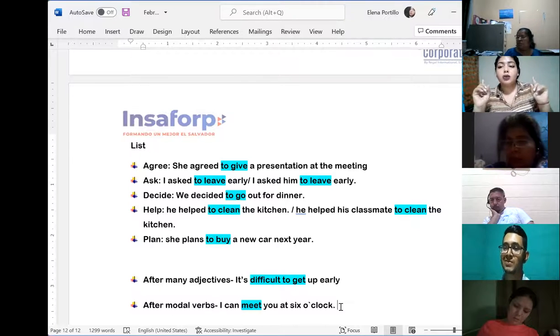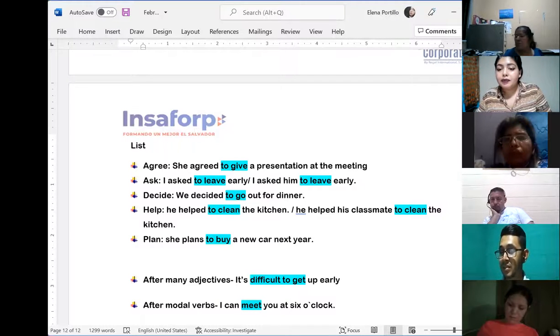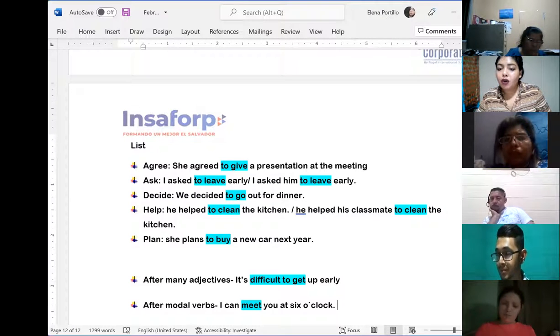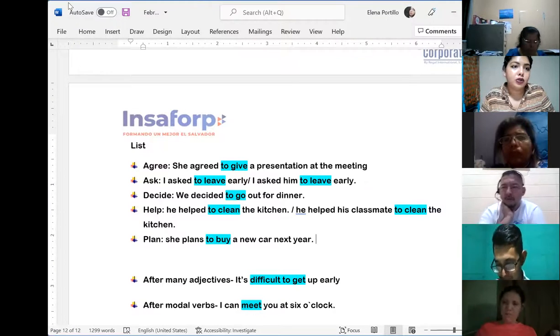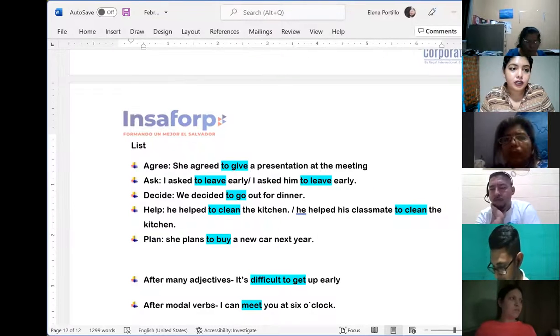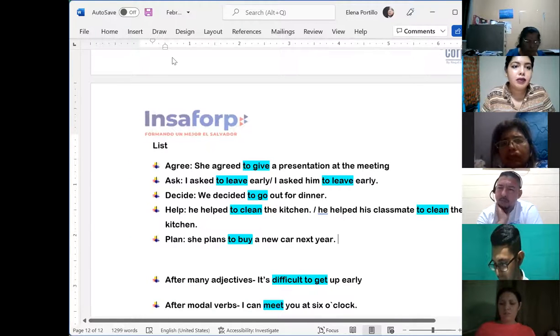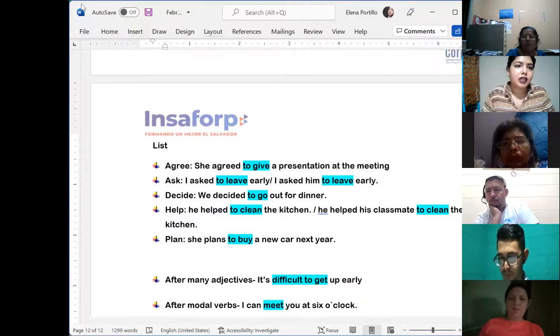Vamos a hacer un ejercicio, son 20 oraciones, las voy a ir escribiendo. Van a tener tiempo para leerlas y para analizarlas. Luego vamos a decir si son verbos en infinitivo o verbos en gerundio. But take your time, it is not necessary to do it faster. So you have some minutes to read the sentences, then we are going to decide, we are going to discuss.